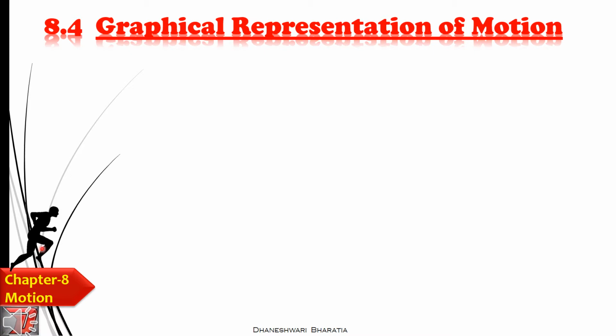As you all know, we have already started with chapter 8. Today we will be discussing 8.4, 8.5 and 8.6. First let us begin with graphical representation of motion. It means we are going to represent this motion in the form of a graph, right?